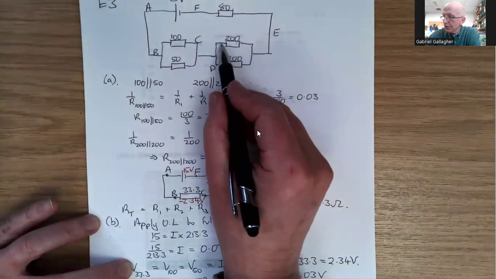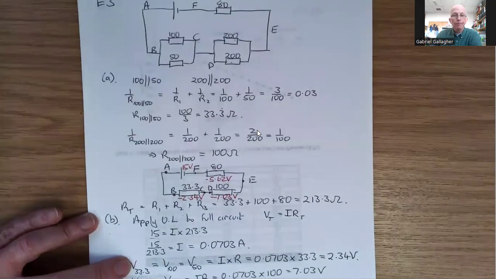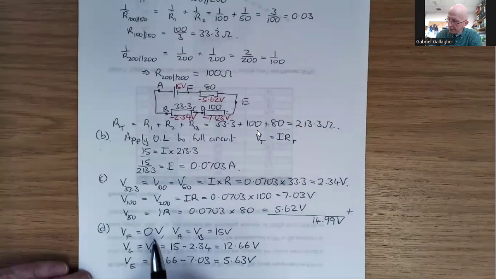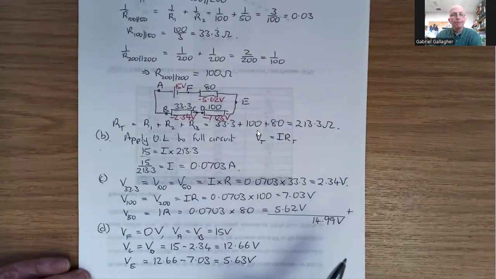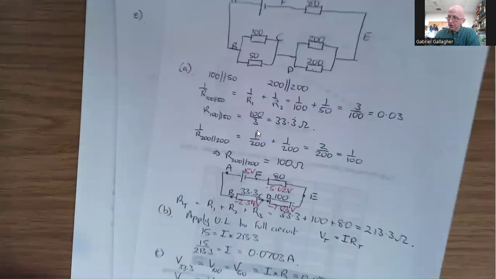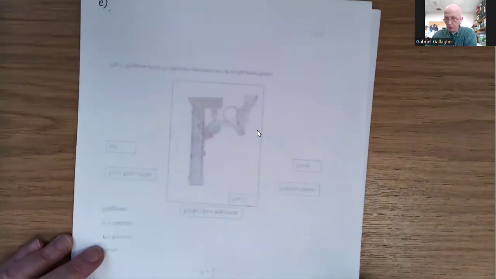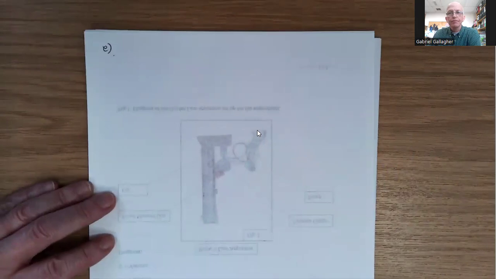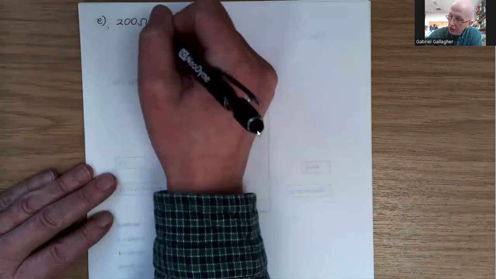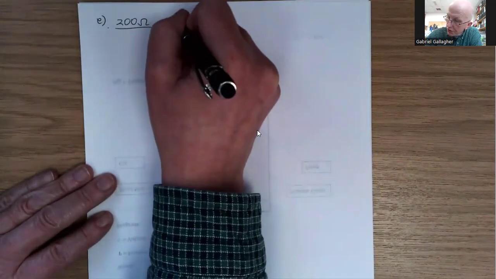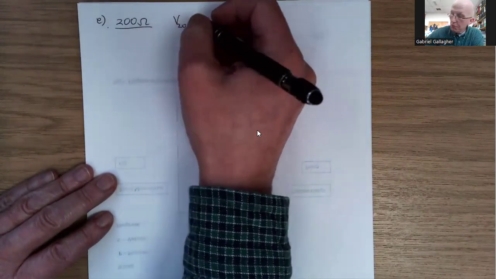Ditto from over here. We know the potential difference across that resistor. We know the size of the resistor, so we can work out I. And remember, we've worked out all these potential differences. The potential difference across each resistor is calculated down here. So in part E, first of all, we'll look at the 200 ohm resistor. Well, we know that V200, from what we've calculated already, is 7.03 volts.